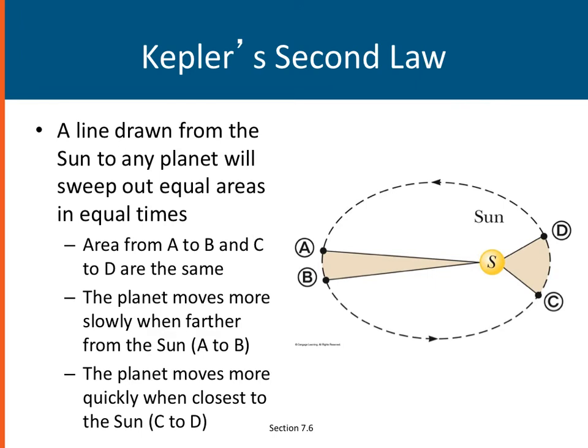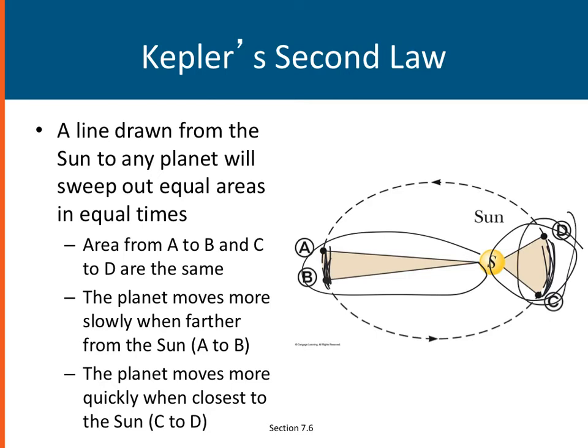Here's the second law. It says a line drawn from the sun to any planet will sweep out equal areas in equal time. So the area from A to B and D to C are equal. So this area right here is equal to this area right here. And the planet will cover that amount of space in the same amount of time that it covers this amount of space. You notice this is a shorter arc length than this one. So that must mean that the planet must be going faster over here when it's closer to the sun. So the planet moves more slowly when further away from the sun, and it moves more quickly when close to the sun.